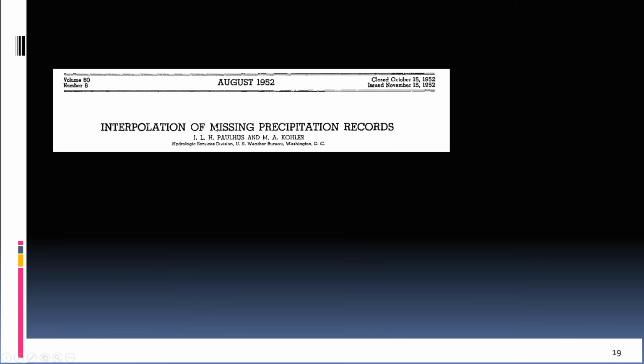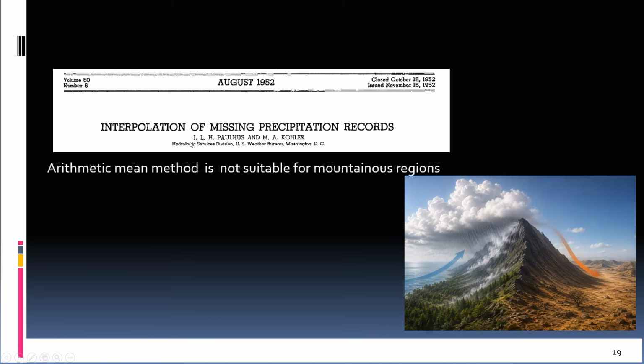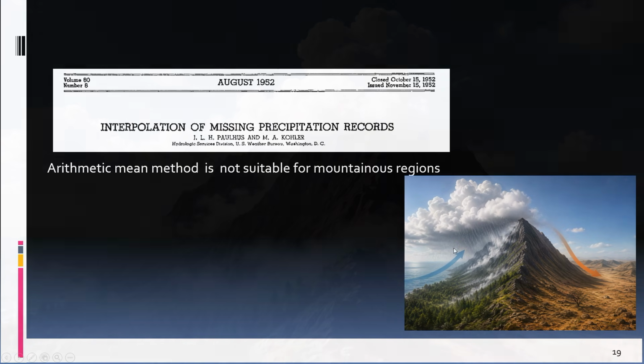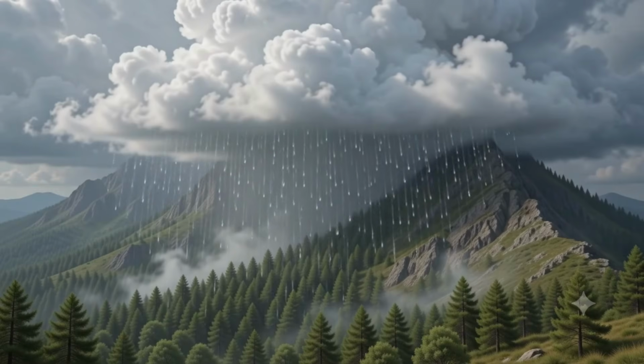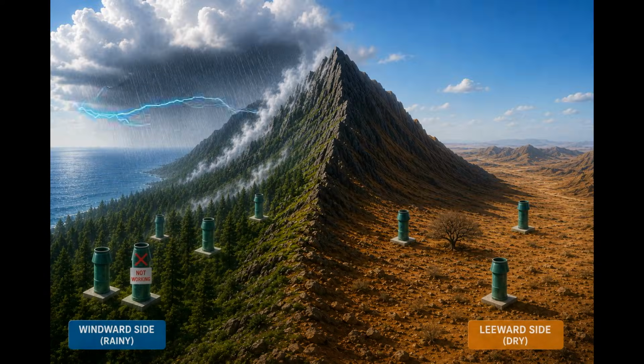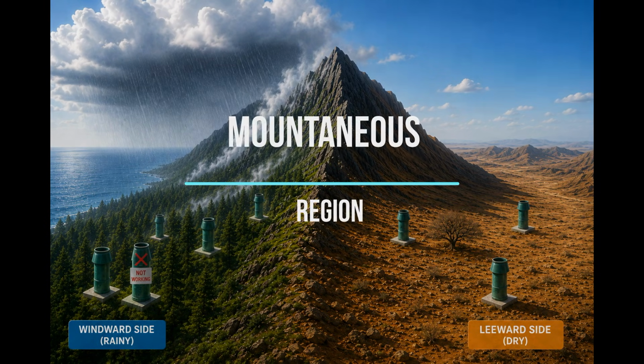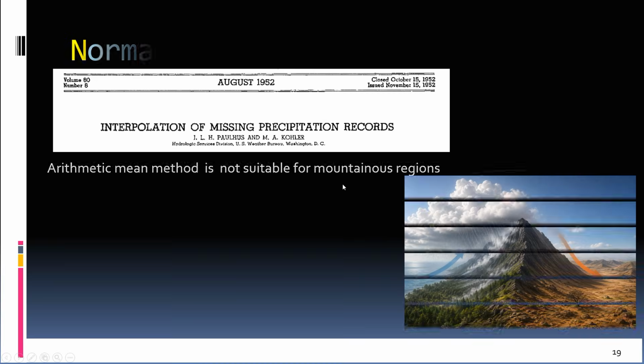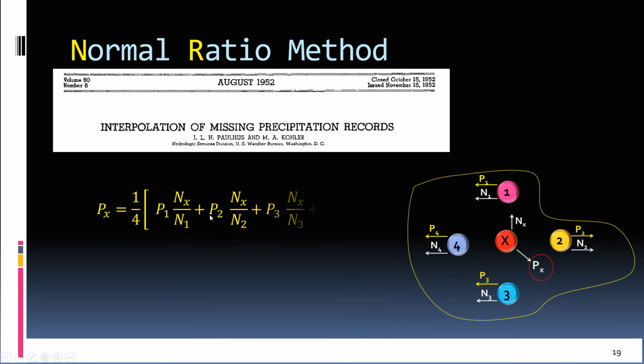In 1952, researchers found that the simple arithmetic mean was often unsuitable for mountainous or topographically diverse regions. They proposed a more robust method based on the ratios of normal annual precipitation at the target station to normal annual precipitation at index stations.